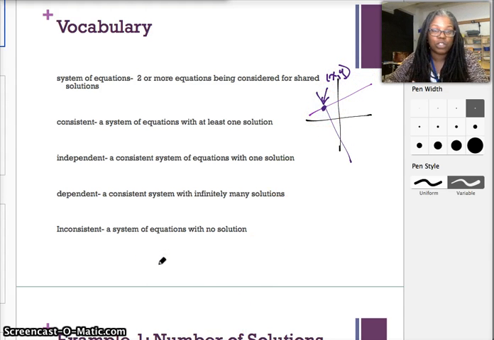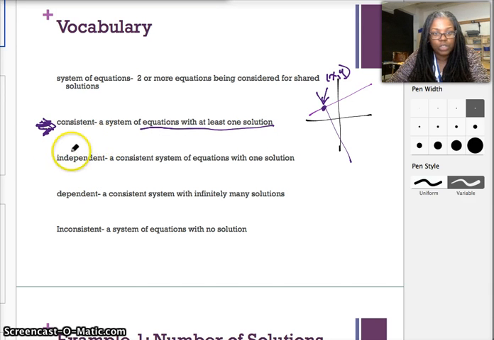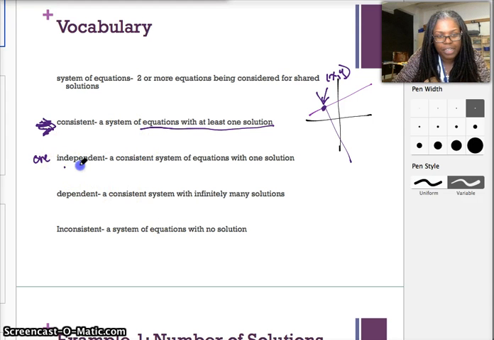So if this were a real problem, xy would be the solution, wherever the point they intersect. So we're looking for solutions to systems of linear equations by graphing. We're going to be doing a whole lot of graphing in this section. Consistent, independent, and dependent are all kind of related. You have a consistent system of linear equations if you have at least one solution. If it's consistent, meaning there's a solution, and you've got one solution, then that's called independent.